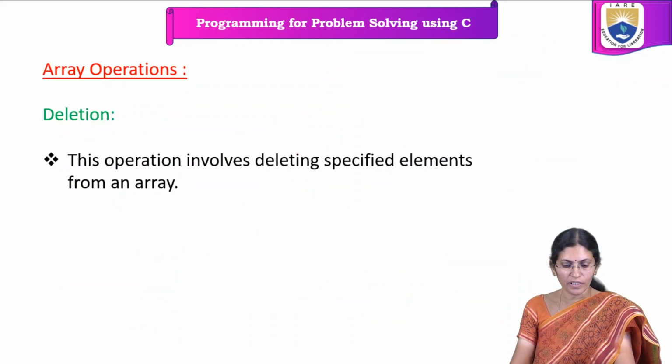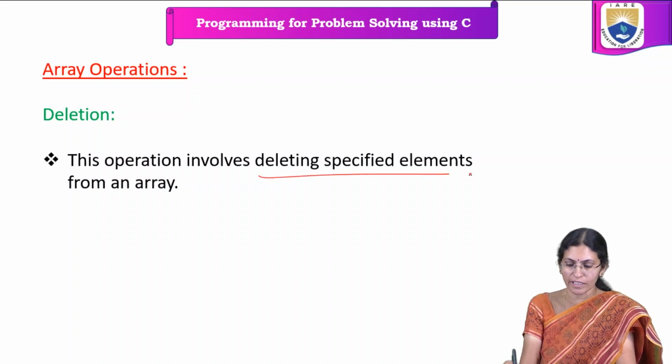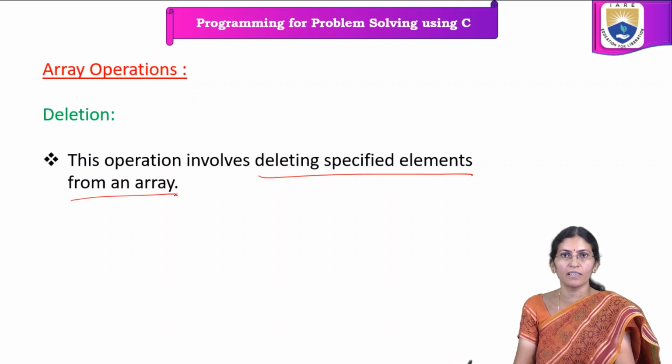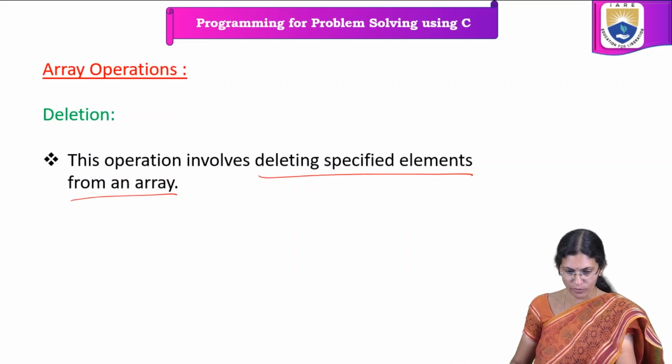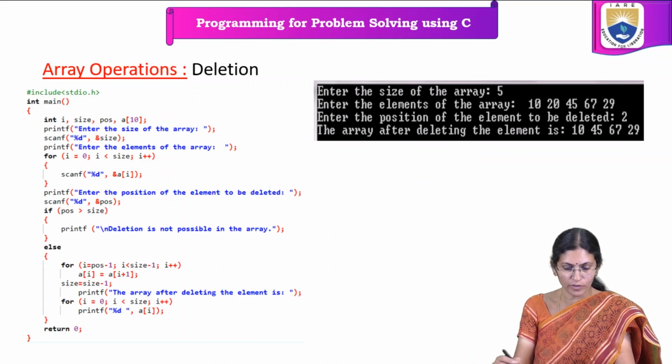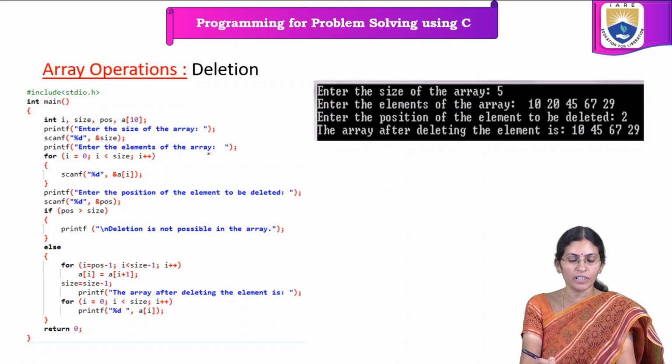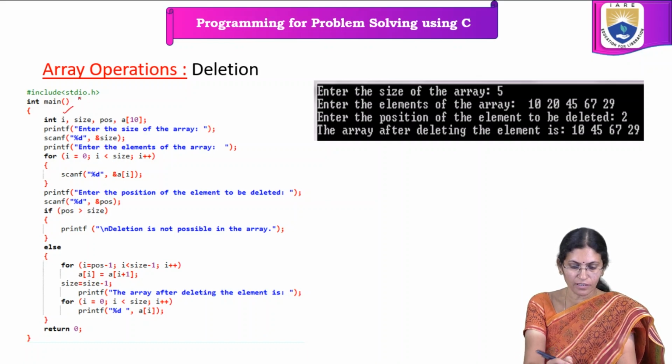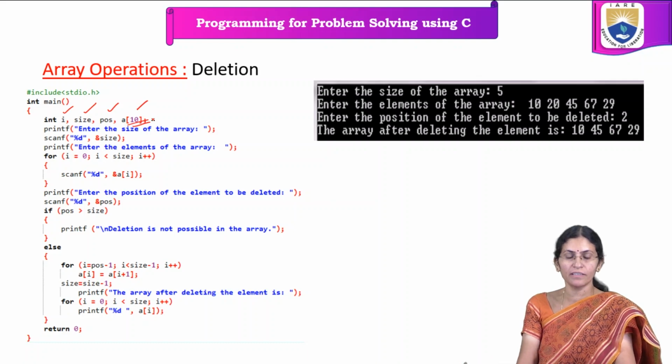Next is the deletion operation. This operation involves deleting specified elements from the array. So in order to delete a particular element of the array, we perform the deletion operation. This is a program which performs deletion. For this also we need to declare variables: I for looping through the array, then size, position and then array. The maximum elements which can be stored in the array are 10.